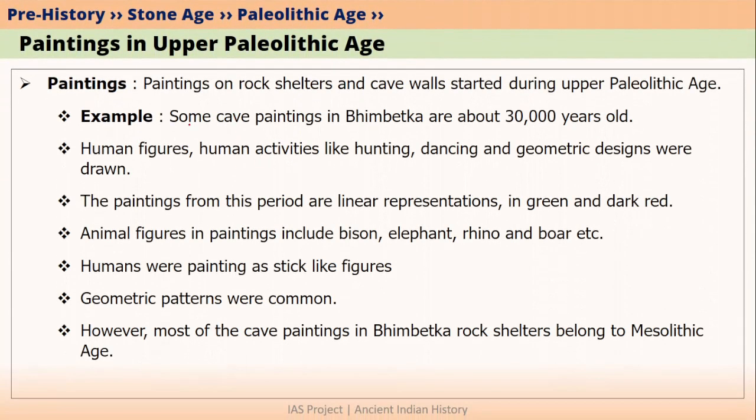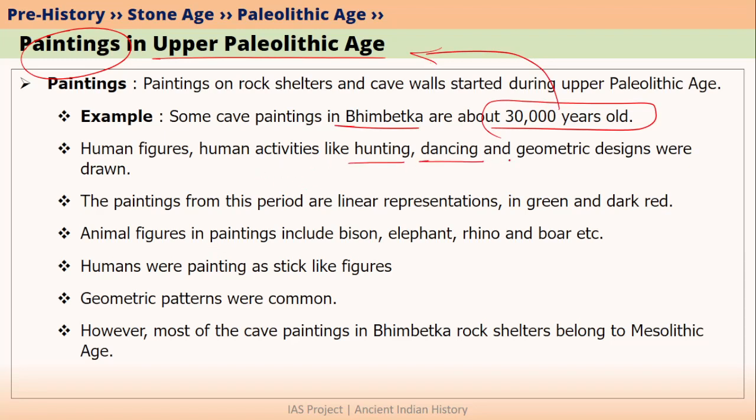One very important development that happened during Upper Paleolithic Age was paintings were made. That is why we can say the oldest cave paintings and rock shelter paintings in India belong to Upper Paleolithic Age. For example, some paintings in Bhimbetka are almost 30,000 years old. That means they belong to Upper Paleolithic Age. In these paintings, people draw hunting scenes, dancing, and other geometric designs. Geometric designs like straight lines, wavy lines, circles, and dots were drawn.